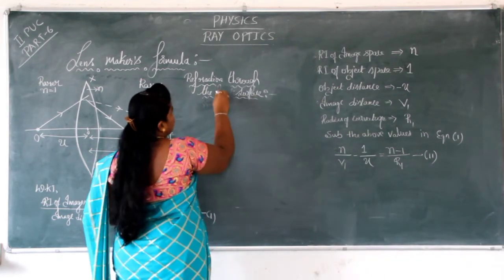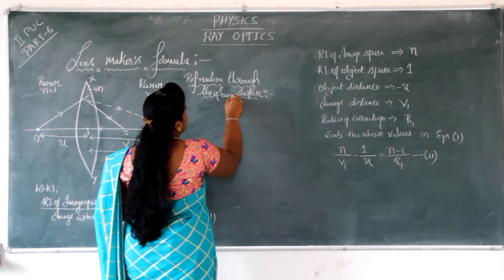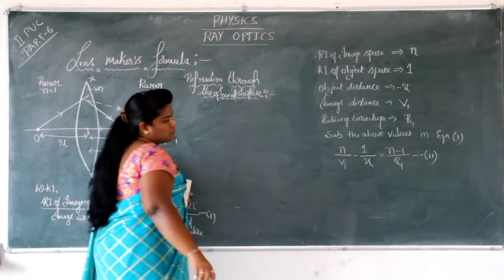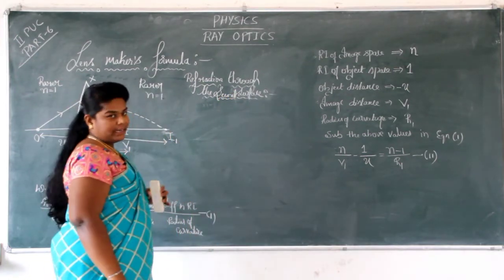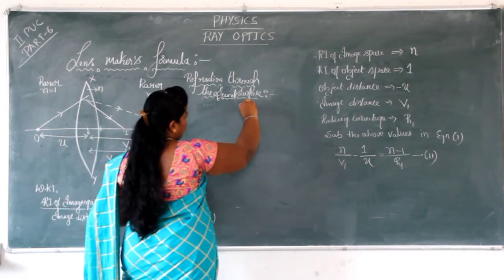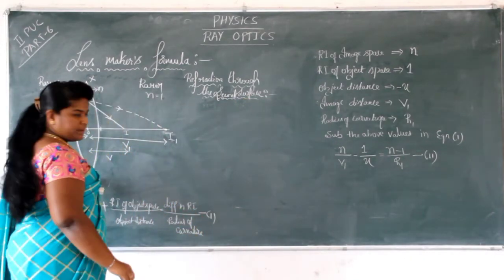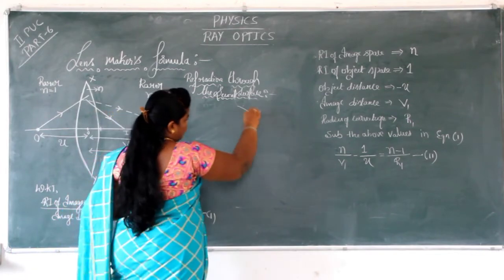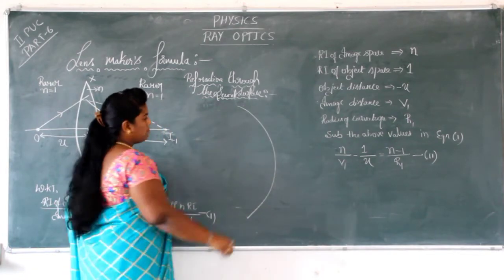Okay, refraction through the second surface. Here, due to the shortage of space, I am just going to write the second surface again. This is said to be the second surface. I am just going to write the second surface which was present.